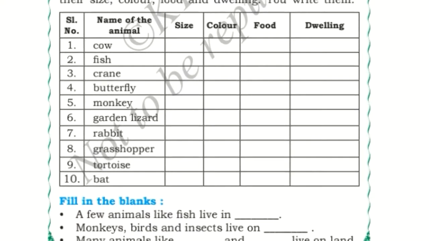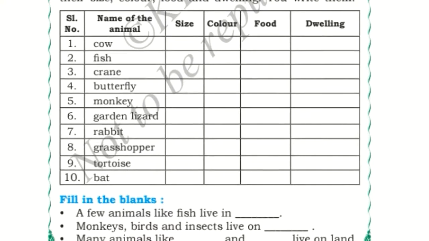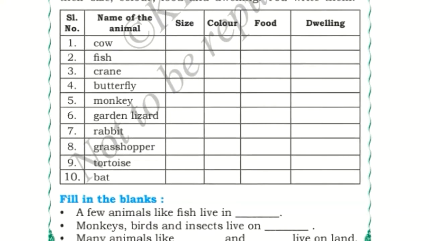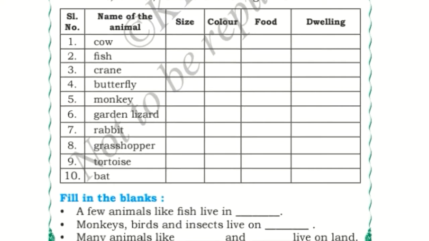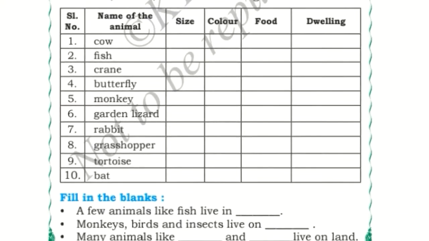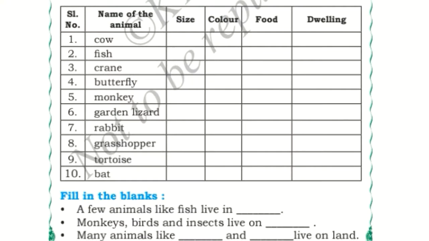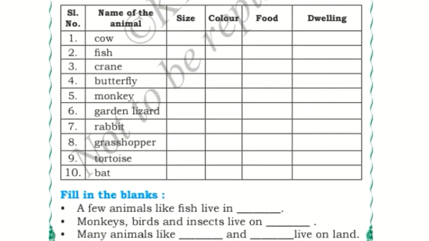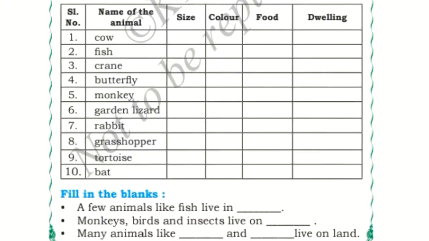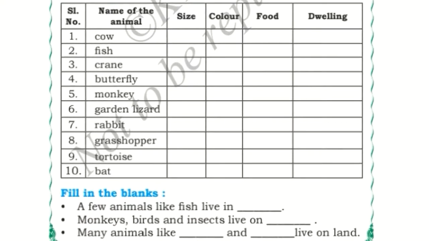Fish, size of the fish, whichever type of fish you have seen, you can write that. You can write small. Color of the fish, whichever color you have seen, you can write. Food of the fish, insects. Where do the fish live? Water. Crane, size of the crane, small. Color of the crane, white. Food of the crane, insects, fish. Place where crane lives, pond.